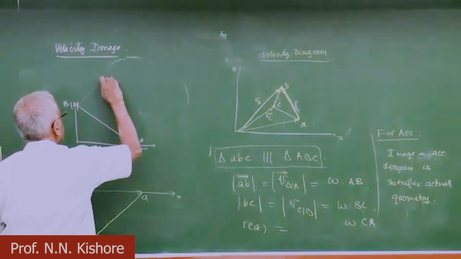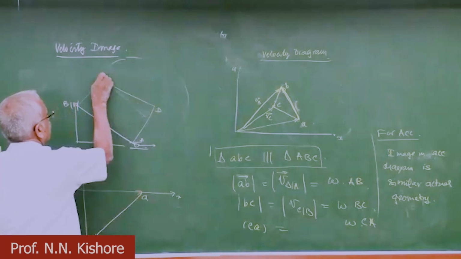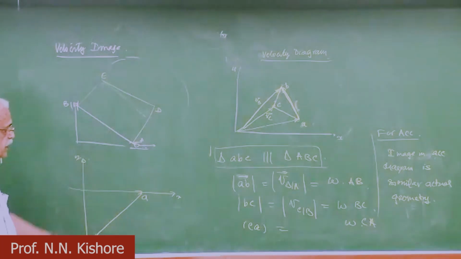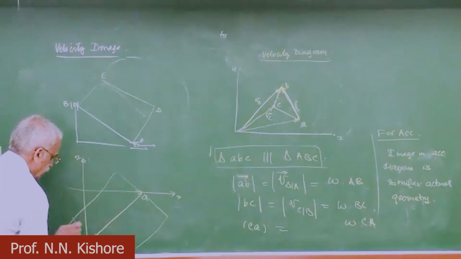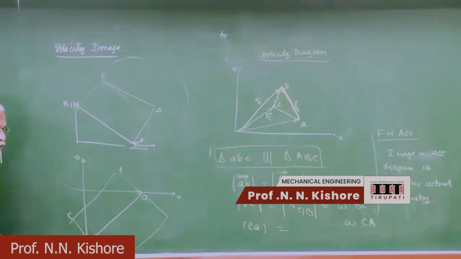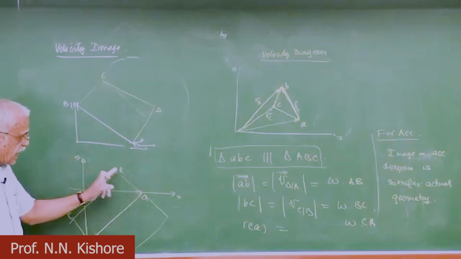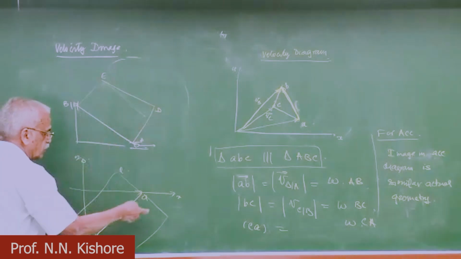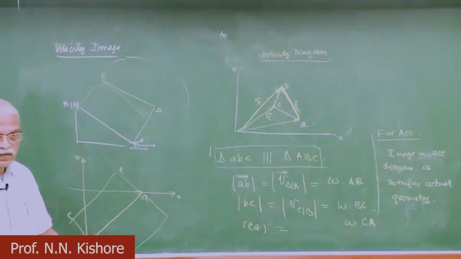If I have something like another plate attached to this one, DE like this, can I draw that image here? Can you draw where it is? Shall I draw this way, or this way? Okay, so we have to draw it this way. This rectangle is similar to this rectangle, and it has the same sense. If it is counterclockwise here, this also should be counterclockwise.